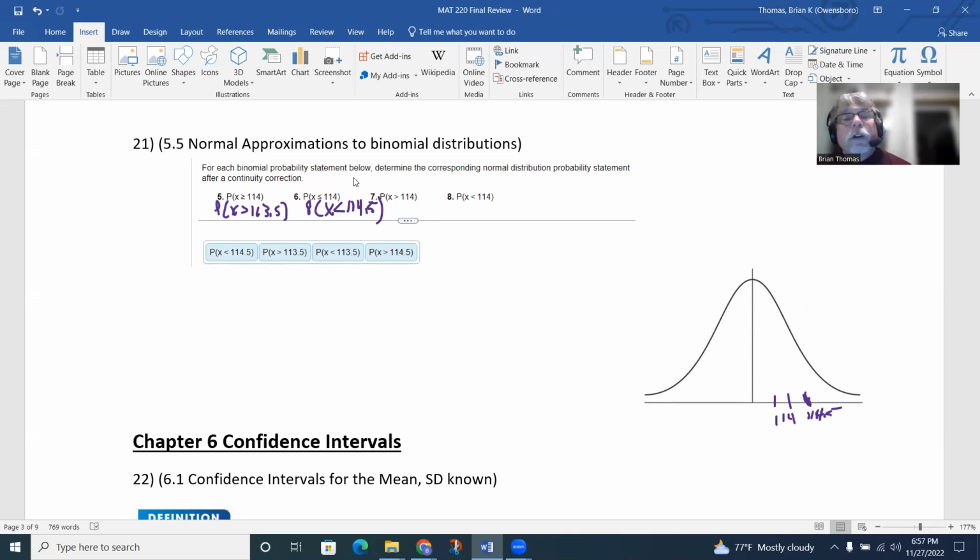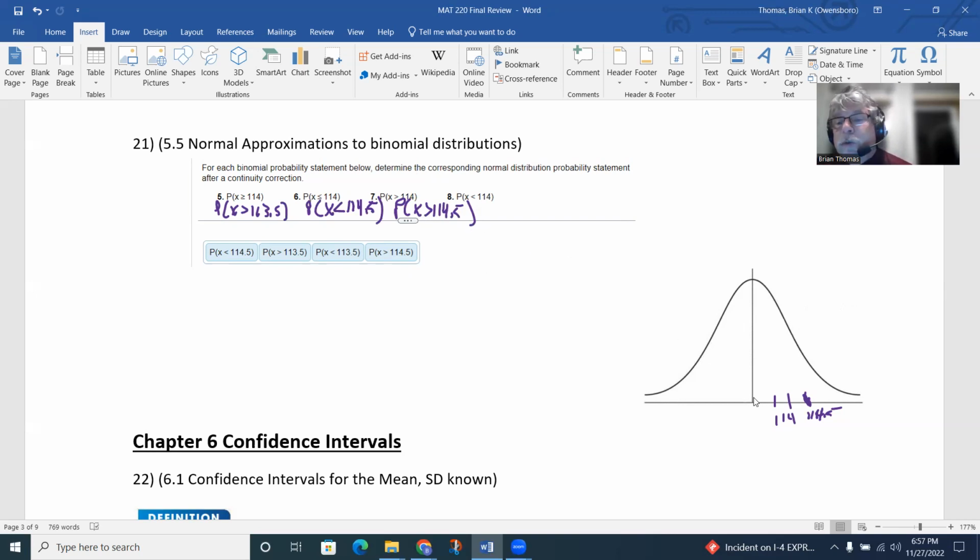So next one I have is the probability greater than 114. Again, to be greater than 114 means I cannot include the 114, so I have to be to the right of it. So I have to be over here. I got to be greater than 114.5. So this would be this one here. The probability would have to be x is greater than 114.5. So that would not include the 114.